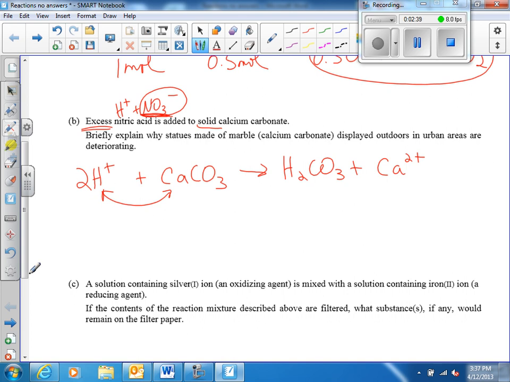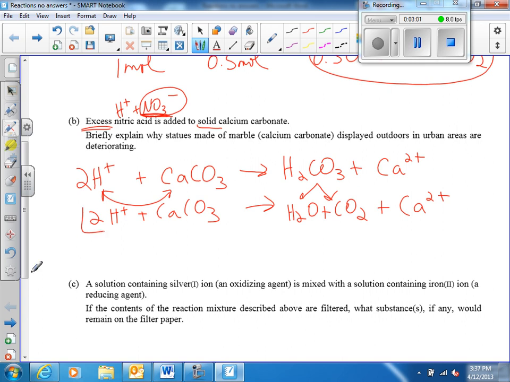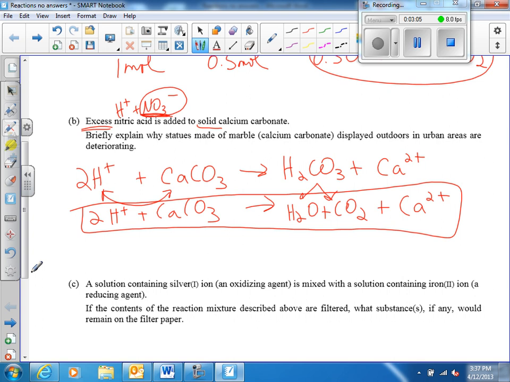Now they said excess, so you should also remember that when you have excess acid, your carbonic acid will split into water and carbon dioxide. So now we have 2H plus, and calcium carbonate makes water, CO2, and calcium ions. Now, so that's my final answer. There will be a box. You put that answer into a box.